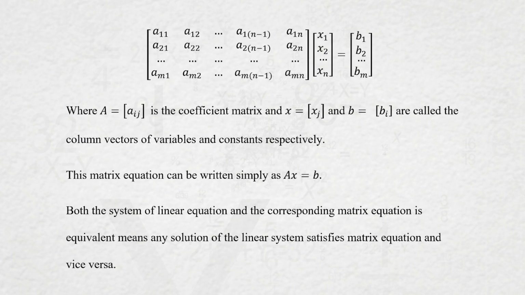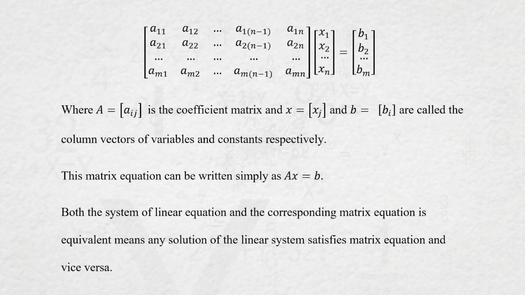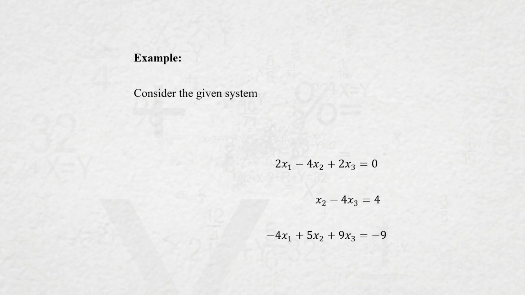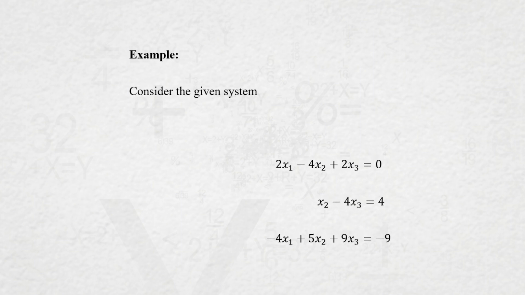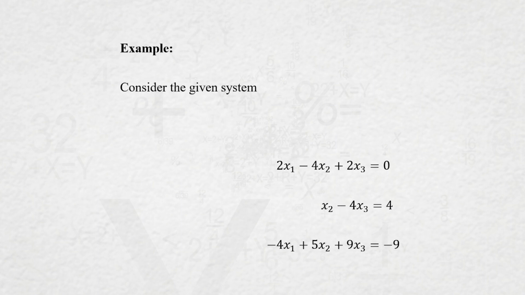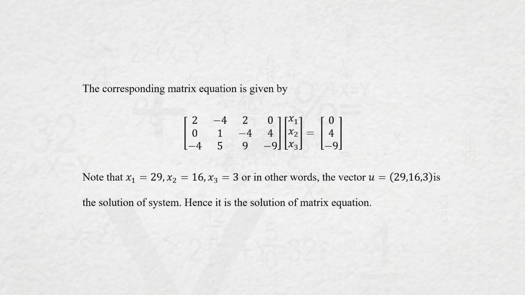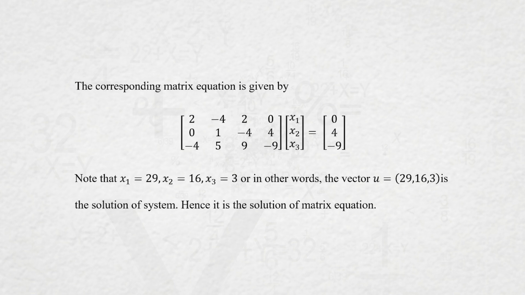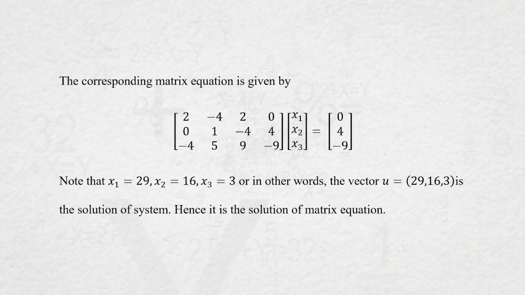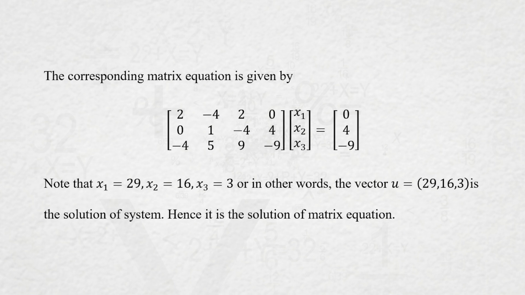Both the system of linear equations and the corresponding matrix equation are equivalent, meaning any solution of the linear system satisfies the matrix equation and vice versa. Consider the example. This system of equations was already discussed in the previous module. The corresponding matrix equation is also given on the screen. You can see now, the solution is x1 = 29, x2 = 16, x3 = 3. We solved the system in the previous module and obtained the solution. We denote that by u, the solution of the system.